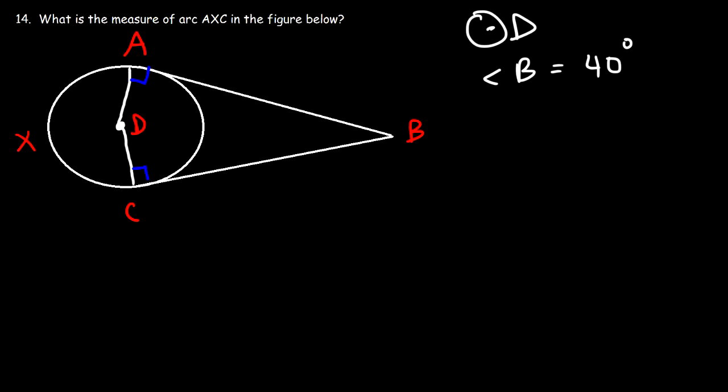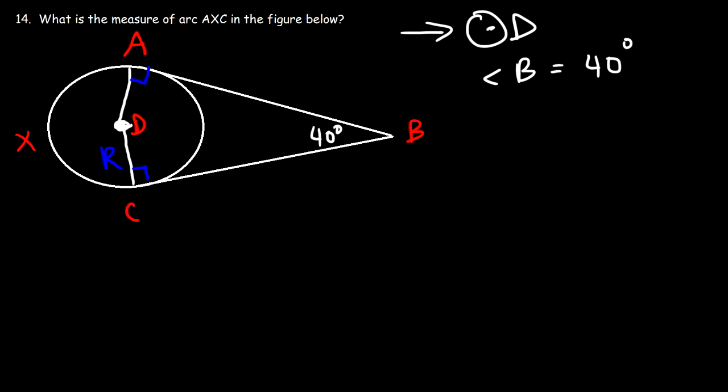Number 14. What is the measure of arc AXC in the figure below? So a given circle D, which means D is the center of the circle, and angle B is 40. So how can we calculate the angle measure of arc AXC? Now, angle DAB and DCB, they're right angles. So therefore, AB has to be tangent to the circle, and BC is also tangent to the circle. The radius of the circle and the tangent line, they always meet at right angles.